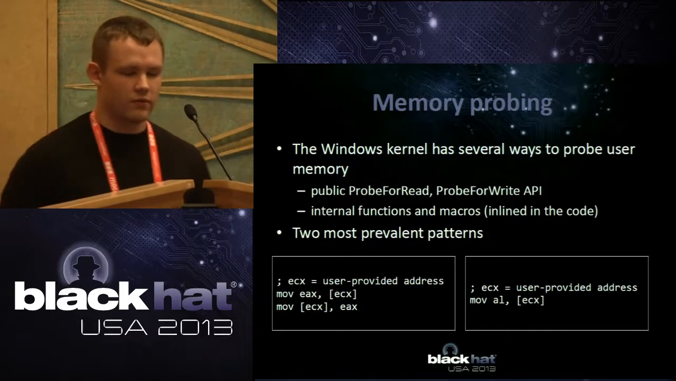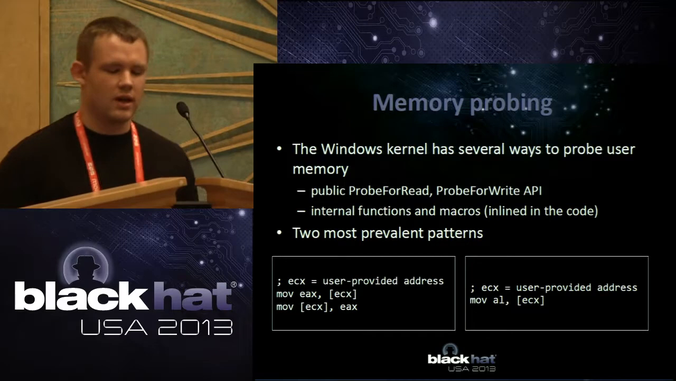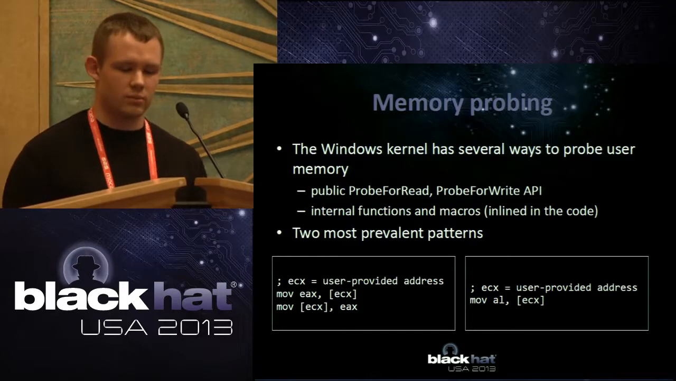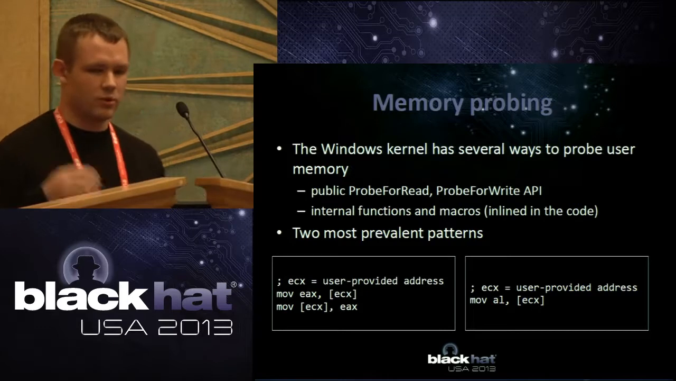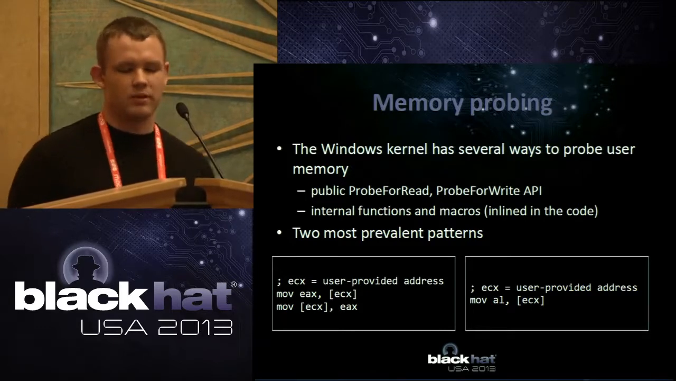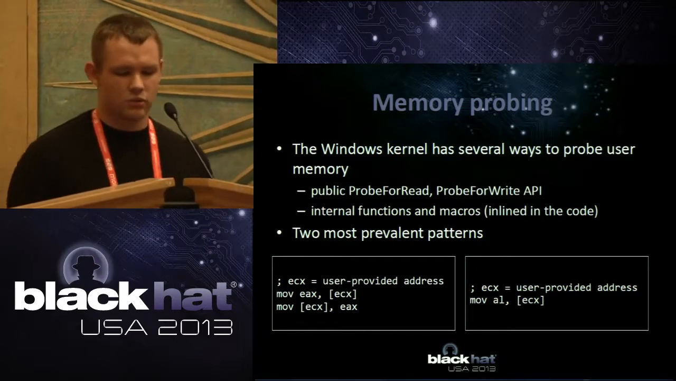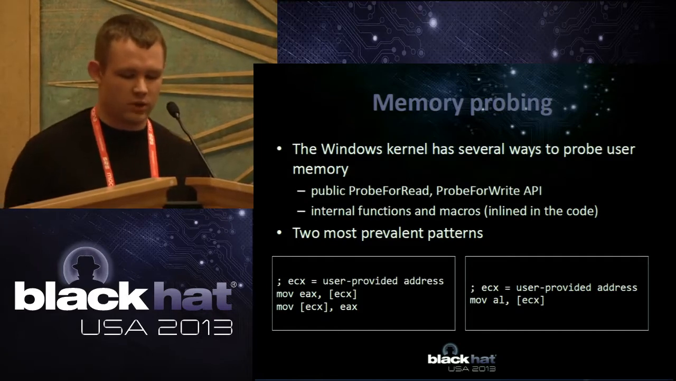And the most prominent type of false positive that we had to deal with was memory probing, because you probably know that one of the Windows kernel design decisions is that before using a user provided pointer, you actually have to probe it to find out whether this is a valid pointer and points to mapped memory. So you have several public functions to do that, such as ProbeForRead and ProbeForWrite, but it turns out that the kernel itself also has several internal functions and internal macros for that. The two most prevalent patterns that were responsible for the probing are the two listed here. The first one is for checking whether the memory is writable, and the other one for checking whether the memory is readable.